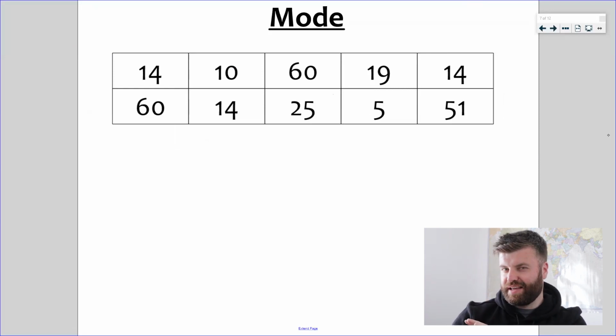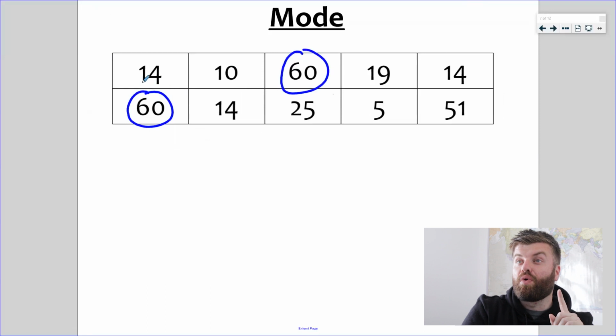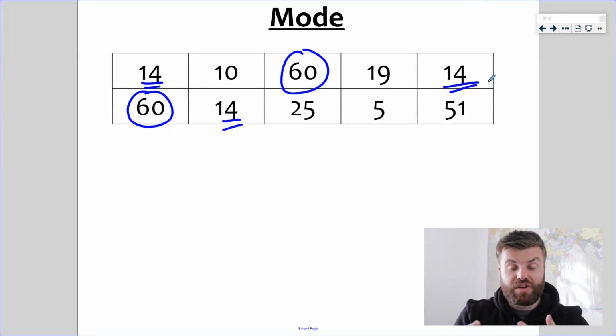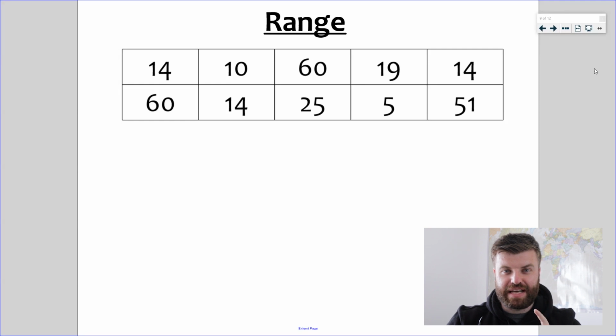Now in our one here, there are only 2 numbers that come up more than once. Either going to be 60, which I can see here comes up twice, or 14, which I can see actually comes up 3 times. Super simple. 14 comes up the most. 14 is the mode. Now, I'm not sure we need a recap for that one. It was so easy. But just in case you're taking notes at home, the mode is quite simply the value that appears the most.